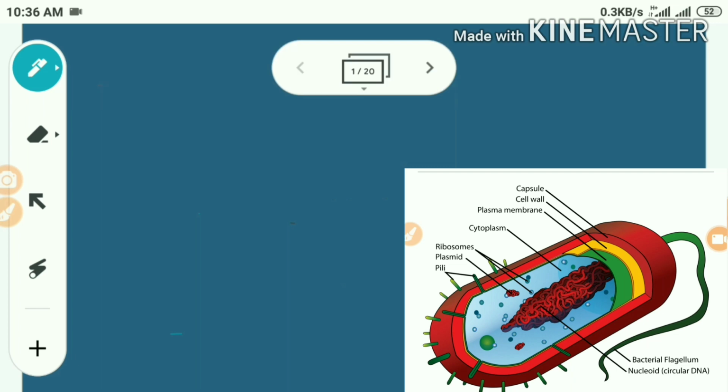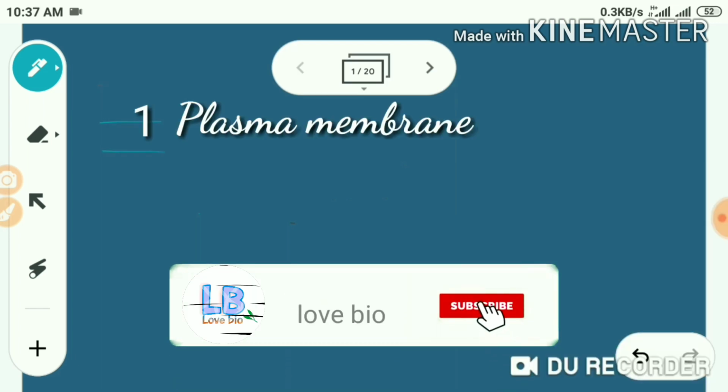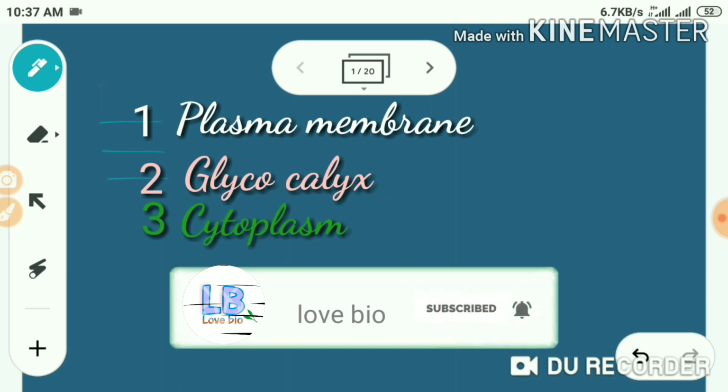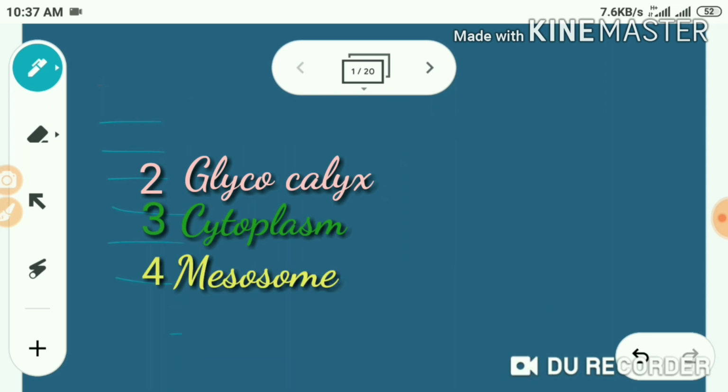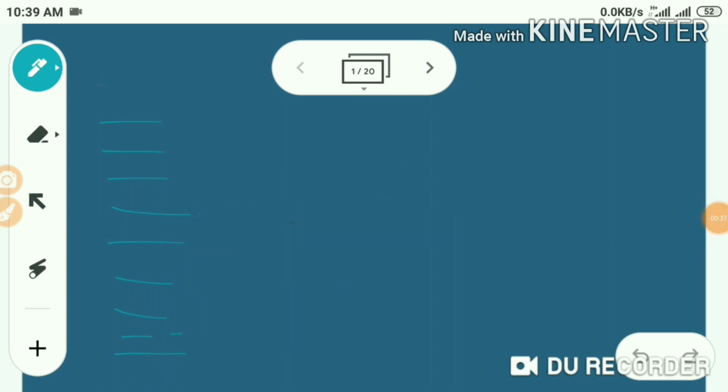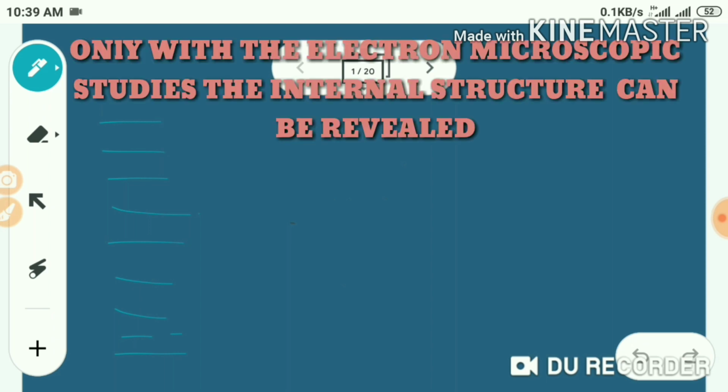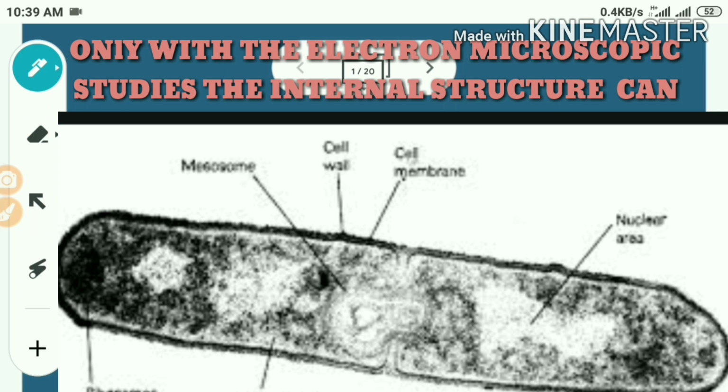Structure of bacteria. By the end of the video, you will have a clear idea about plasma membrane, glycocalyx, cytoplasm, mesosome, ribosomes, nucleoids. As we know, the structure of bacteria was revealed by electron microscopic studies. Only with the help of an electron microscope can we see the internal structure of bacteria.